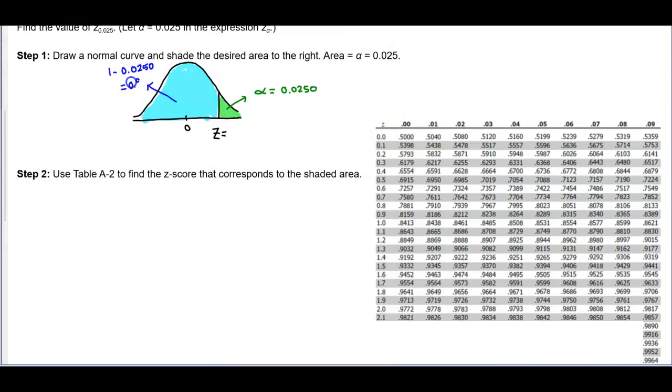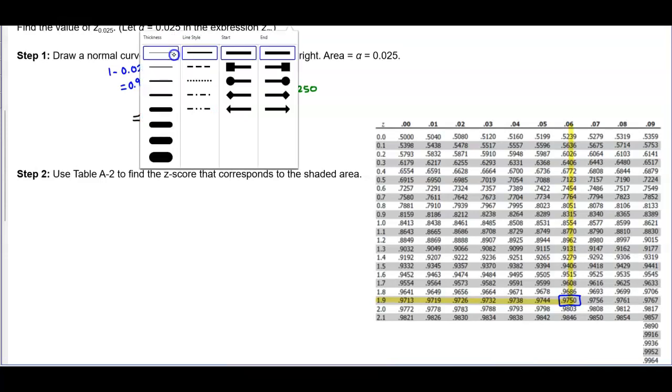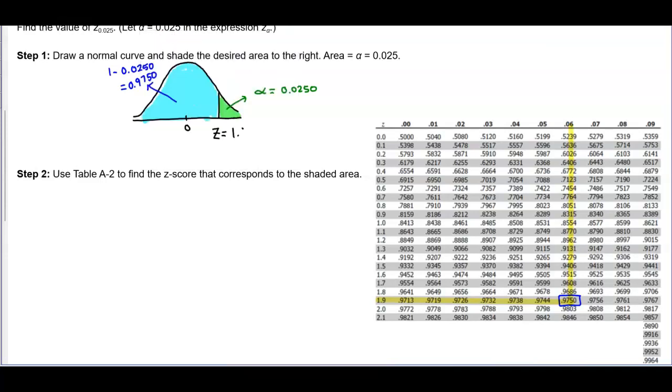So 0.9750. Now we want to locate that on our table. So here is 0.9750. If we take a look at the value that's associated with that, we get a critical z value that represents positive 1.96.